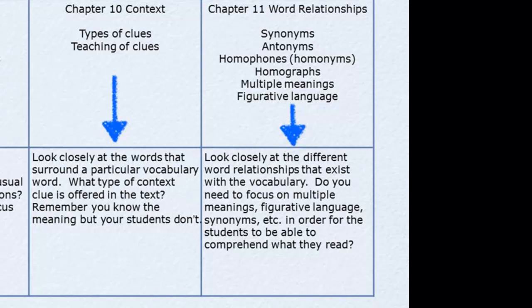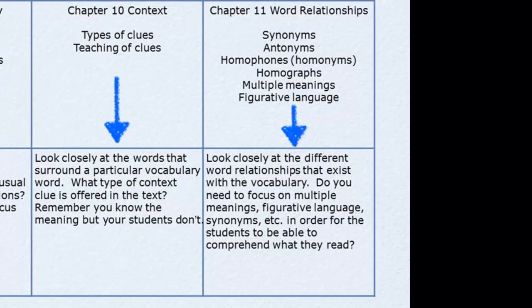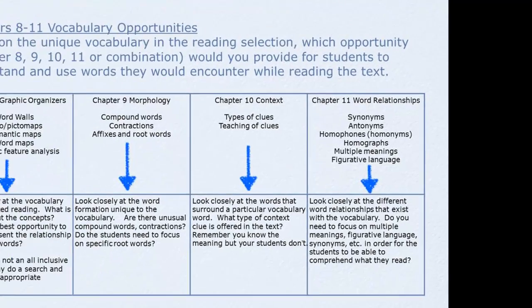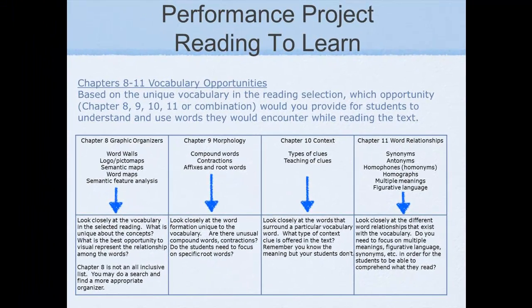What type of context clue is offered in the text? Remember, you know the meaning, but your students don't. Chapter 11, Word Relationships. Look closely at the different word relationships that exist with the vocabulary. Do you need to focus on multiple meanings, figurative language, synonyms, etc., in order for the students to be able to comprehend what they read?